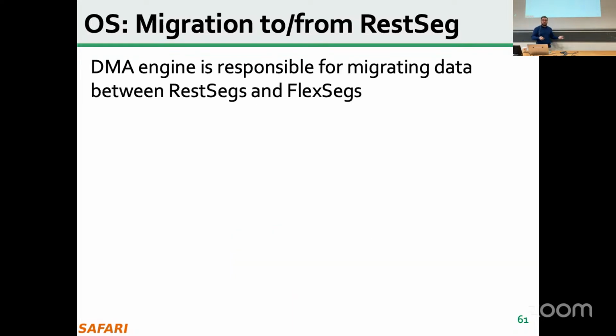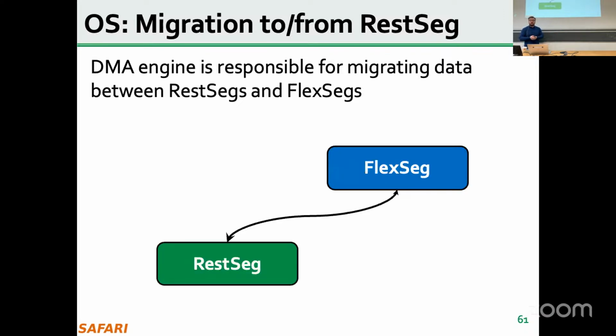How do we handle migrations? The DMA engine is basically responsible for migrating data between the restrictive segments and the flexible segments. So whenever we need to trigger a migration, we trap into the OS. The OS uses the DMA engine to trigger the migration from the flexible segment to the restrictive segment.